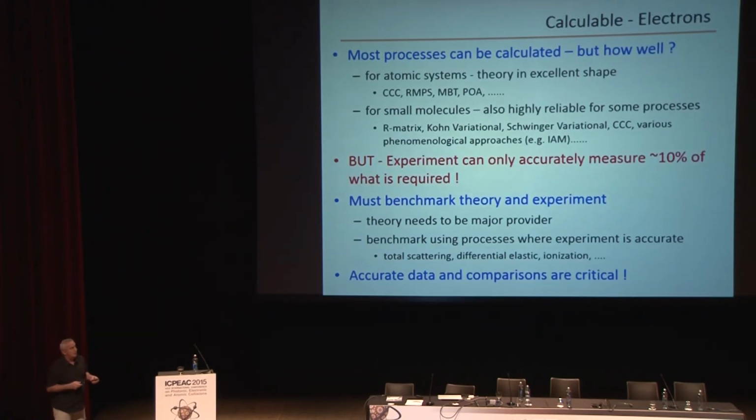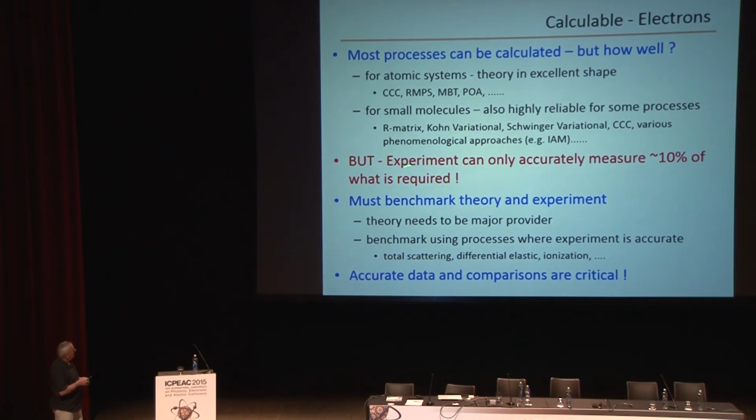So we need to touch base with theory. Most of the processes can be calculated, but the question really is how well. For atomic systems, I think theory is in really good shape, and I'll show you a perfect example of that. Also for small molecules, there are a number of highly reliable calculation techniques now, including R matrix and various variational techniques, and some phenomenological approaches, independent atom model approaches, which have proved to be really very helpful in describing cross-sections across the board and at increasingly low energies.